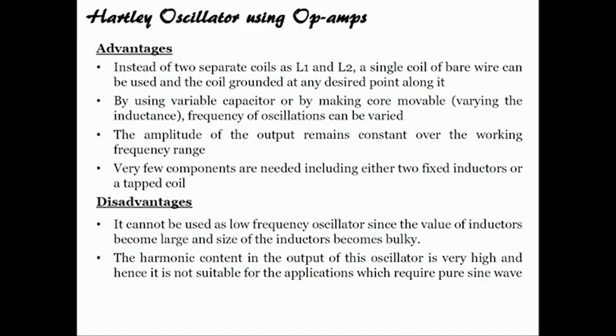So, what is the advantage of this oscillator? The advantage is that instead of 2 separate coils as L1 and L2, a single coil of bare wire can be used and the coil can be grounded at any desired point. Second, by using a variable capacitor or by making the core movable, the frequency of oscillations can be varied. Amplitude of the output remains constant over the frequency range, and finally, very few components are required, either 2 fixed inductors or a tapped coil.